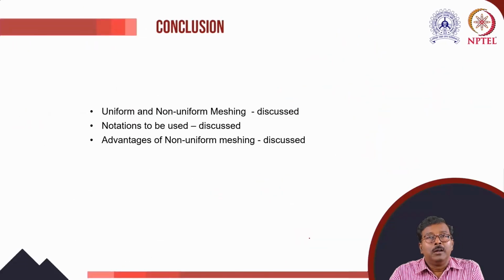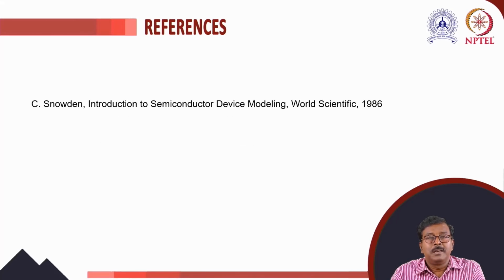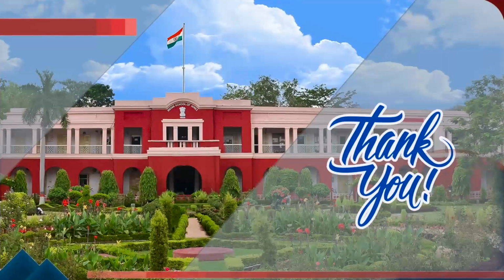So we have discussed in this class the meshing techniques to solve the device equations at each point of the grid structure, and what is the advantage of non-uniform meshing, that is also discussed. And in the next class we will do some discretization technique based on the notations discussed in this class. Thank you.